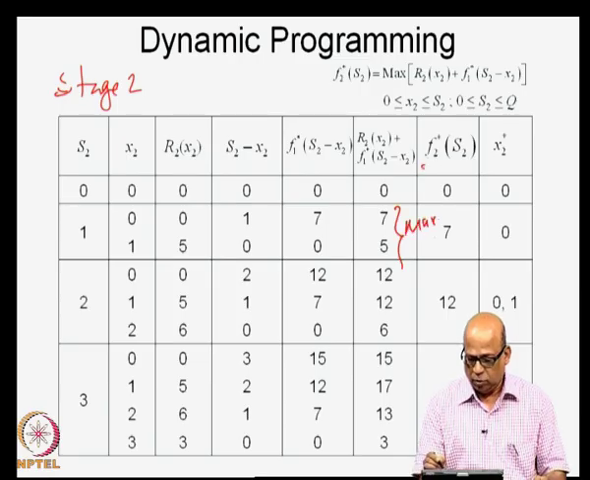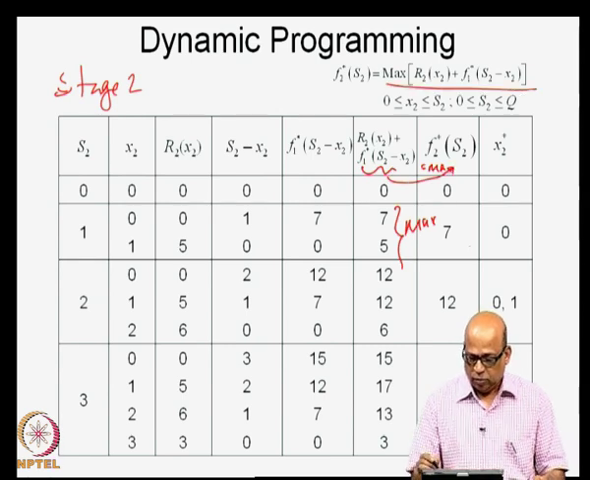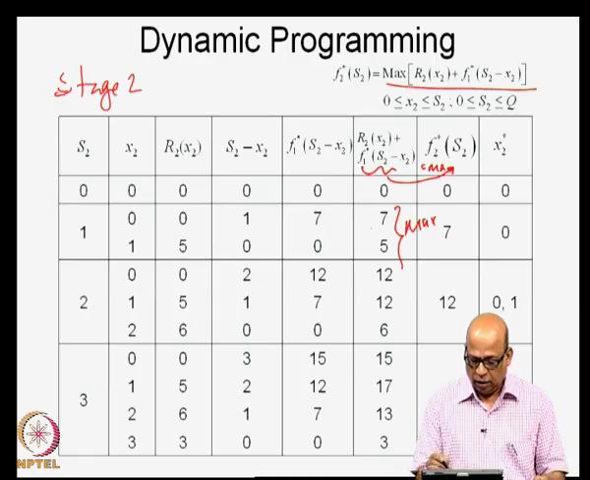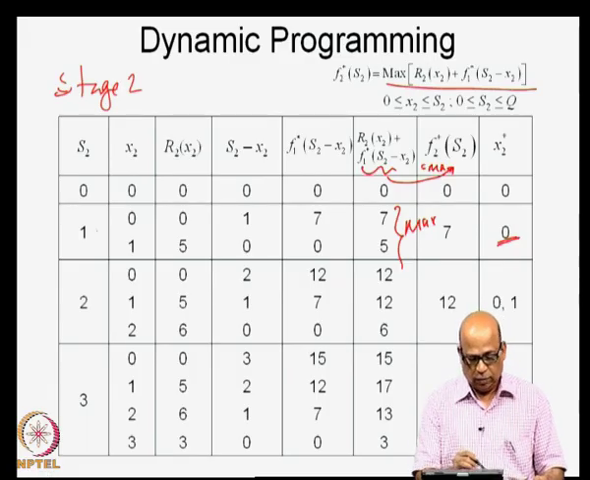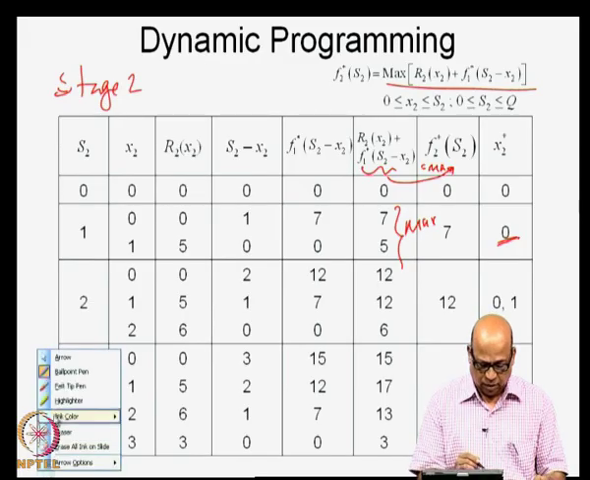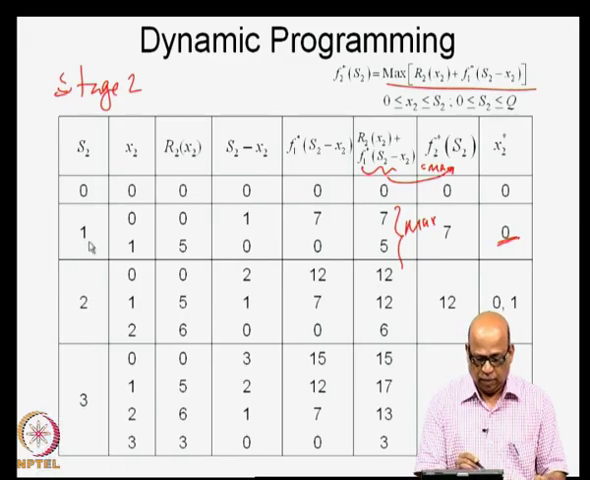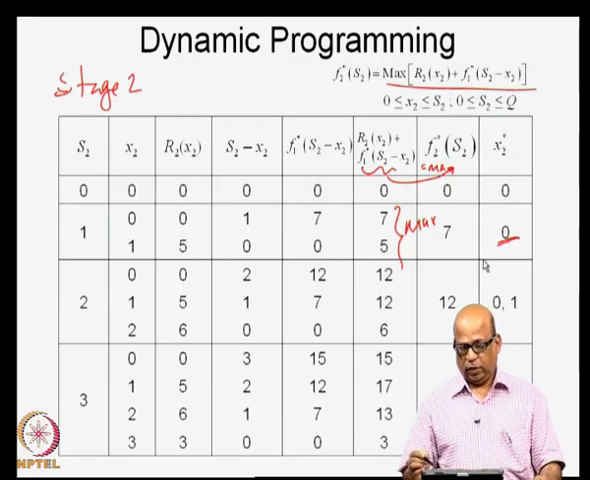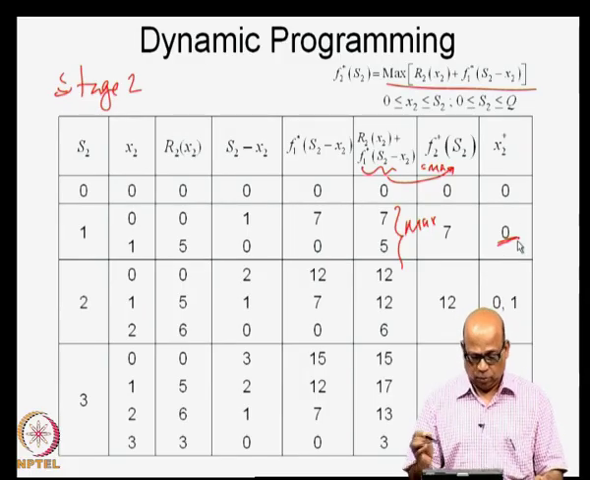So, this will be equal to the maximum of this term, that is what we have written here. This is 7, and it says that it corresponds to 0. So, x2 star is 0 here. What does it say? It says that at the beginning at stage number 2, if you are given an amount of water of 1, then you allocate 0 to user number 2. So, x2 star is 0.